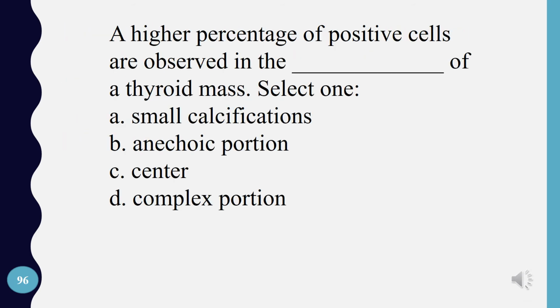A higher percentage of positive cells are observed in what of a thyroid mass? A. Small calcifications. B. Anechoic portion. C. Center. D. Complex portion. The answer is A. Small calcifications.